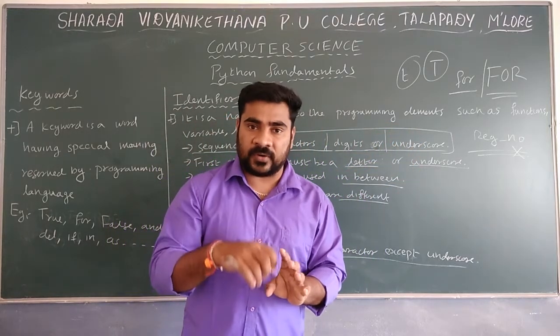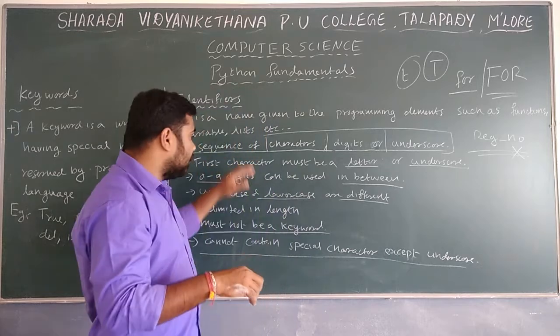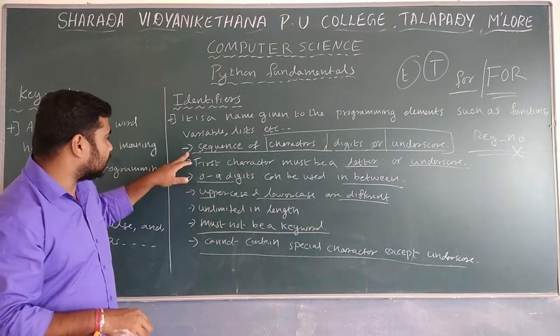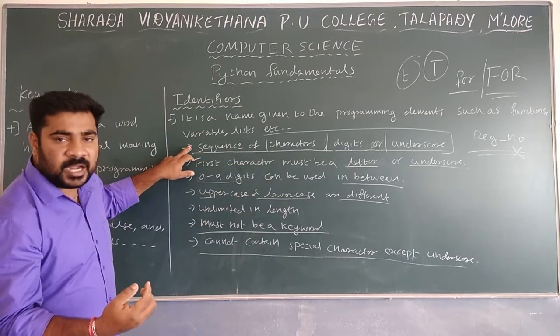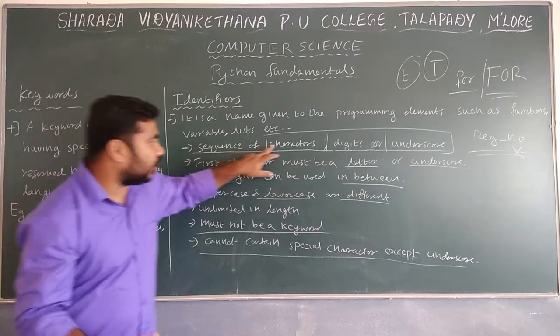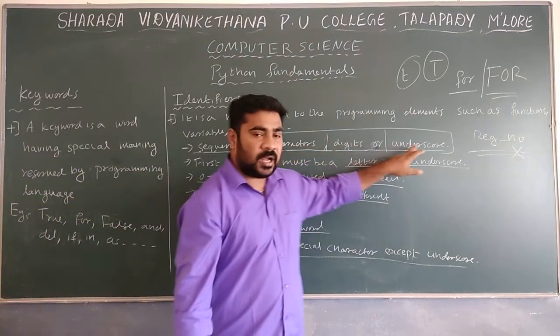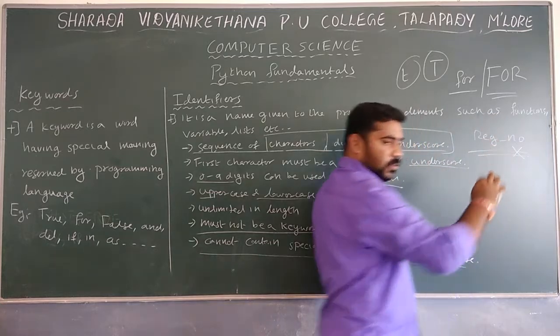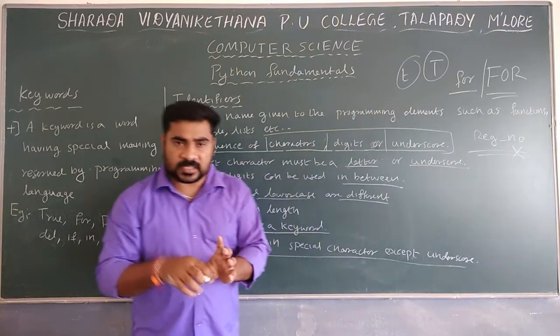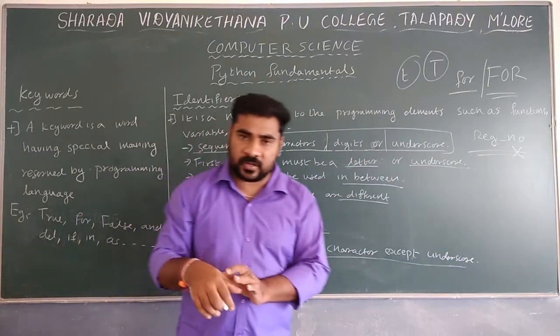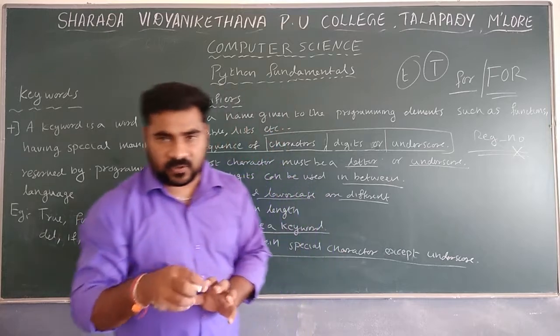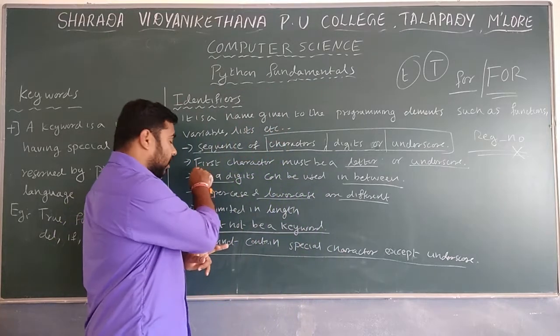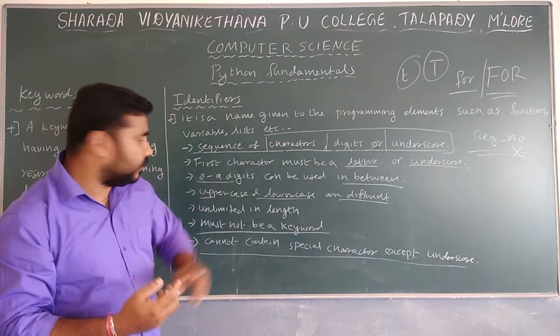So these are the different rules. Remember, this is an important part. They will ask you for 5 marks. First, if you are going to name the identifier, it is a sequence of letters, digits, and underscore. You can use the underscore, you can use the digits, and you can also use the letters. Only 3 types of characters are possible to use in identifiers.